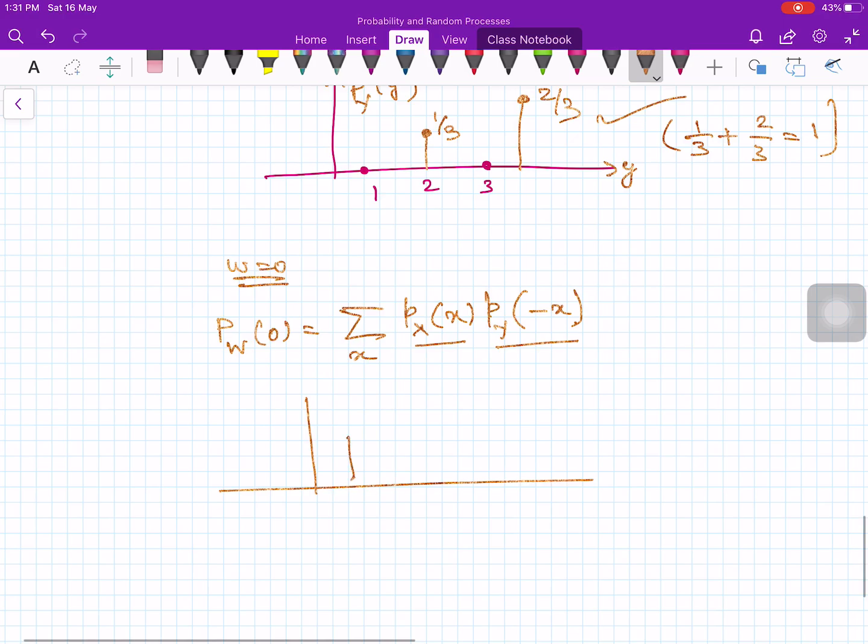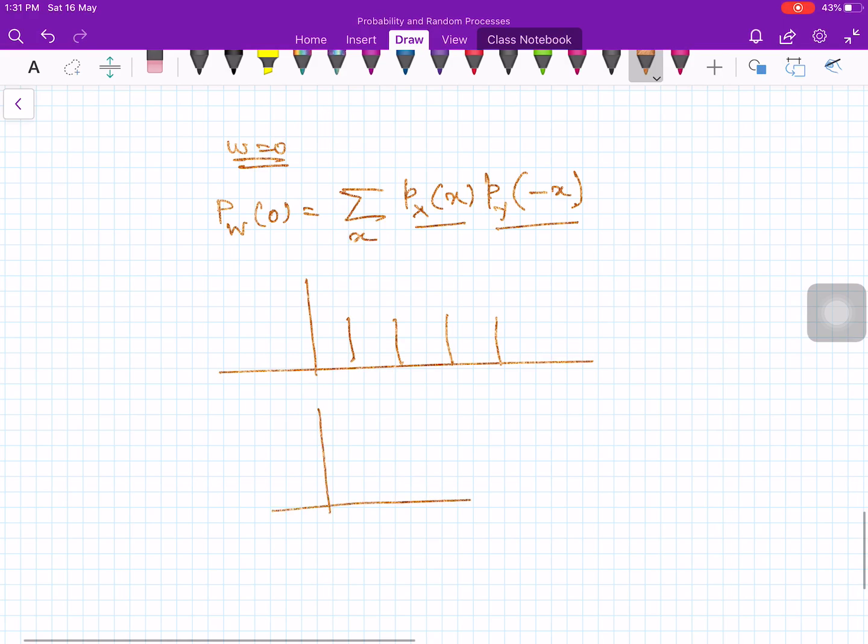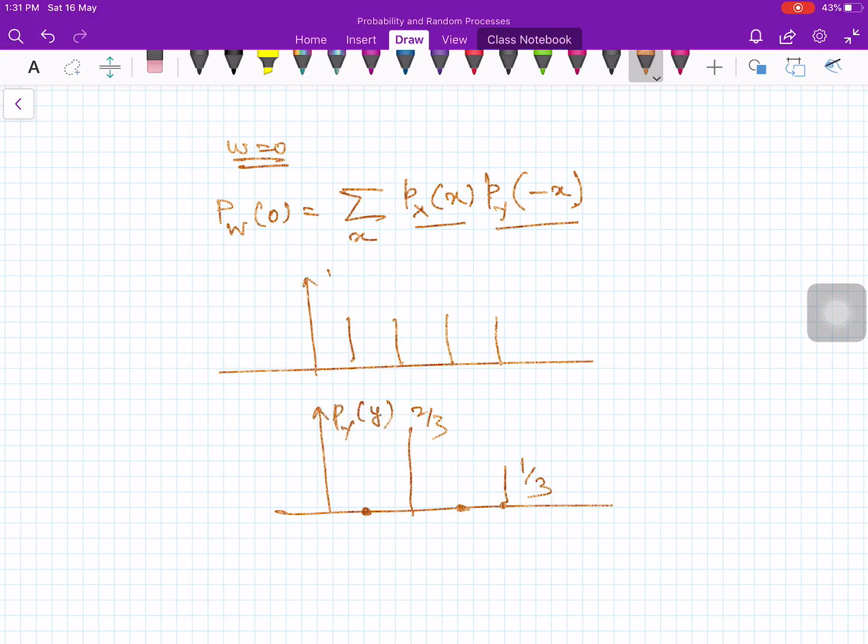So this is the PMF of x, and this is 0, this is 2/3, 0, and this is 1/3. This is Py of y, and this is Px of x. 1 2 3 4, 1 2 3 4, and this is y, and this is x.